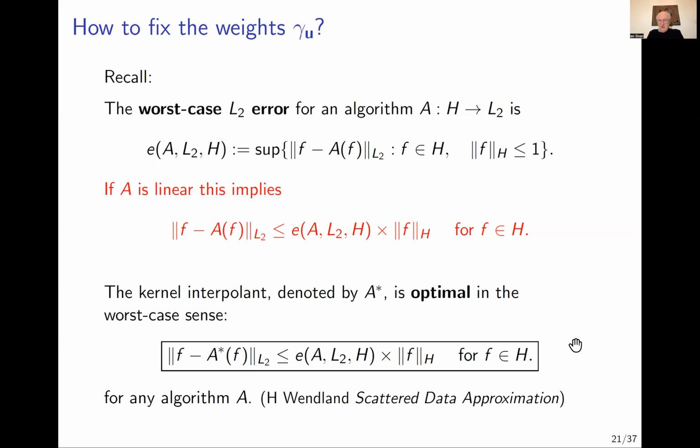The kernel interpolant, A star, with reproducing kernel Hilbert spaces, is known to be optimal in the sense of minimizing the worst case error. That's a well-known classical property, and because of that, our error bound with A star, our kernel interpolant, is bounded by the worst case error for any other algorithm A that uses the same points, that uses information at the same points, times the norm, and that's how we proceed.